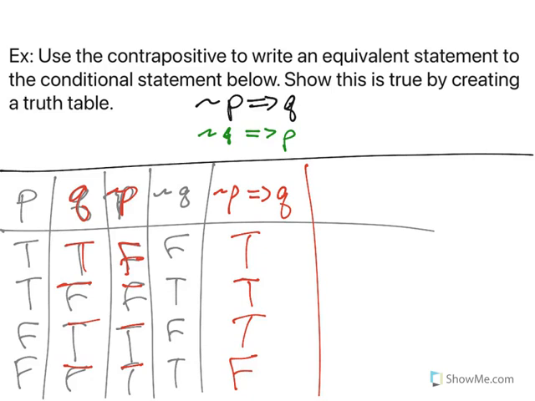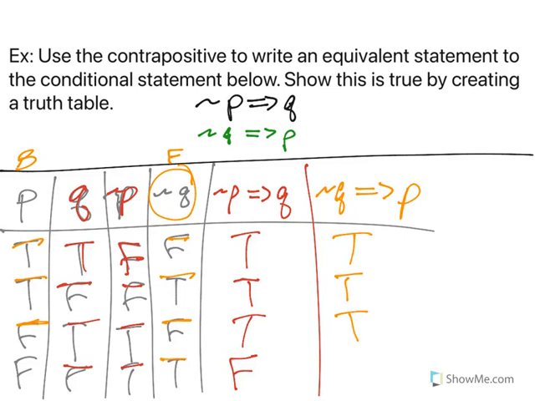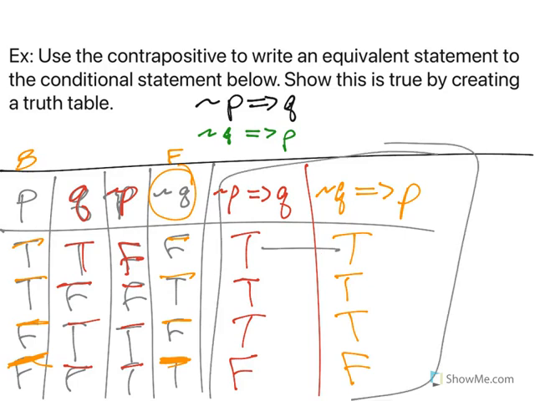Now let's do the other one. If not Q, then P. So now not Q is the front and P is the back. False, true, true. True, true, that's true. False, false, true. And true, false. There it is. Front end is true, back end is false, and it's false. So once again, when I compare them: true, true, true, false.